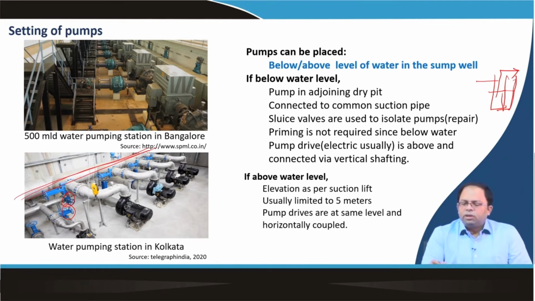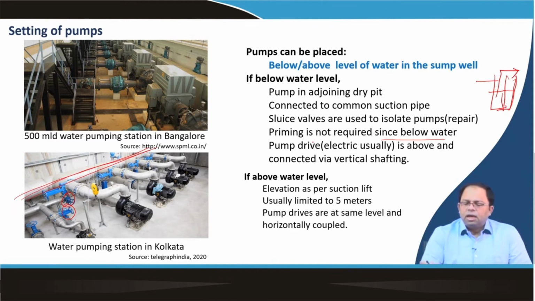Then priming is not required since the pump is below water. So, priming: in certain kinds of pump, for the pump to operate, we need to first put water inside the pump. Otherwise, there would be air inside the pump, and the pump will start rotating, but because of the air, no water can move inside the pump. So to do that, we sometimes have to remove the air from the pump, and that is called priming of the pump, and for that we have to put water inside first.